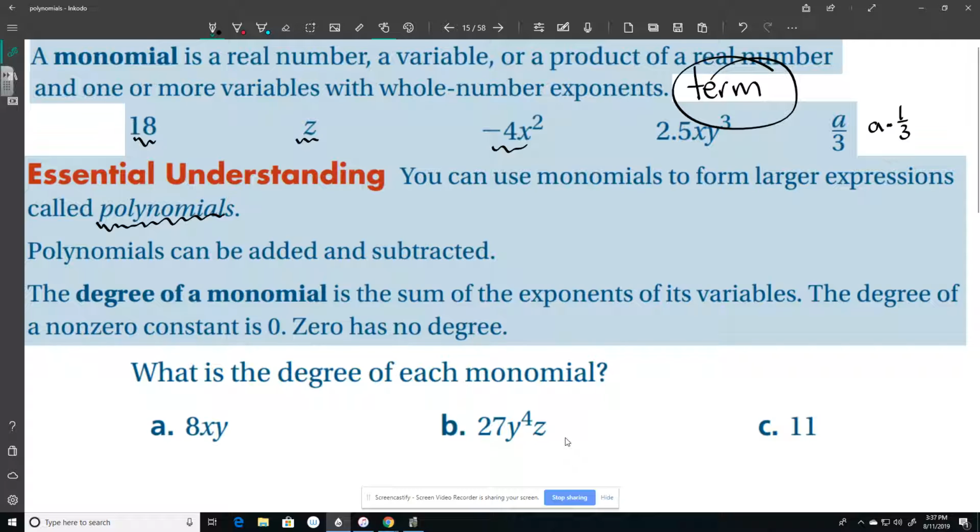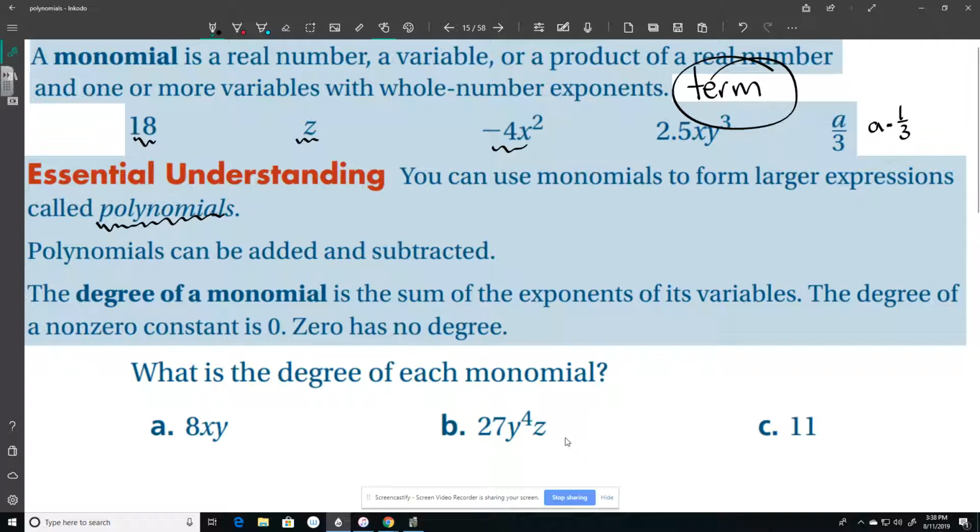A polynomial is a combination of monomials. It's a combination of adding and subtracting terms together. So polynomials, you take more than one term, add or subtract them together. That's the big walk away from this part. Polynomial, more than one term being added or subtracted together.